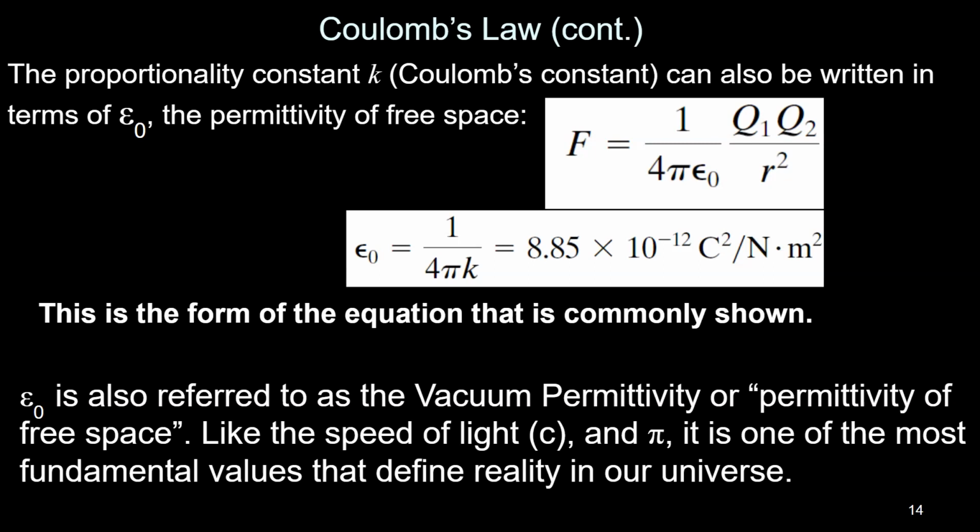This number is 1 over 4 pi k, and then k is 1 over 4 pi epsilon naught, and that number is about 8.85 times 10 to the power of negative 12 Coulomb squared per Newton. If you're taking College Board Physics C, this is the formula you get. If you're trying to look for Coulomb's law, they don't write K, they write 1 over 4 pi epsilon naught. Like the speed of light, which is denoted as c, and pi and g, epsilon naught is one of the most fundamental constants of universal physics.